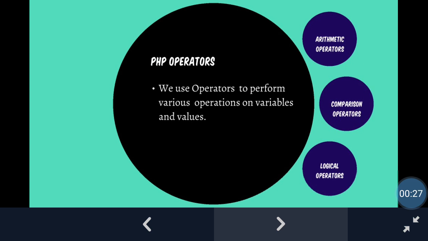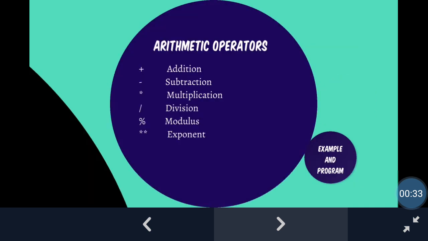The first one is arithmetic operators. These operators are used to perform basic arithmetic operations like addition, multiplication, division, etc. The operator along with the name is mentioned on the screen. The first one is addition, which is used to perform normal addition. Next, subtraction, which is used to perform normal subtraction. Next, multiplication, which is used to perform multiplication. Next is division, used to perform the division.